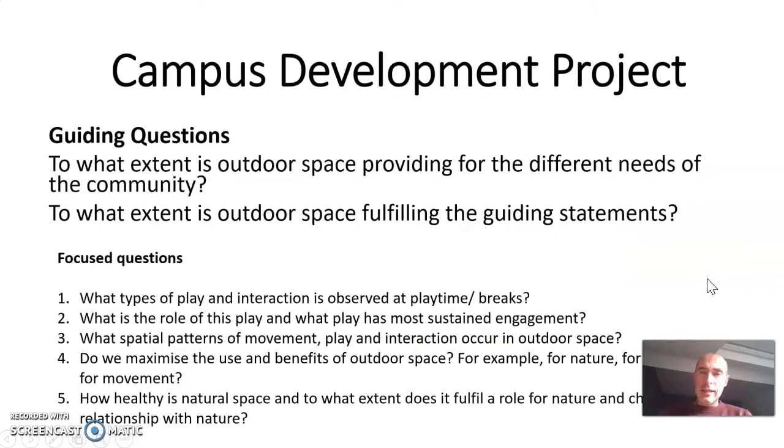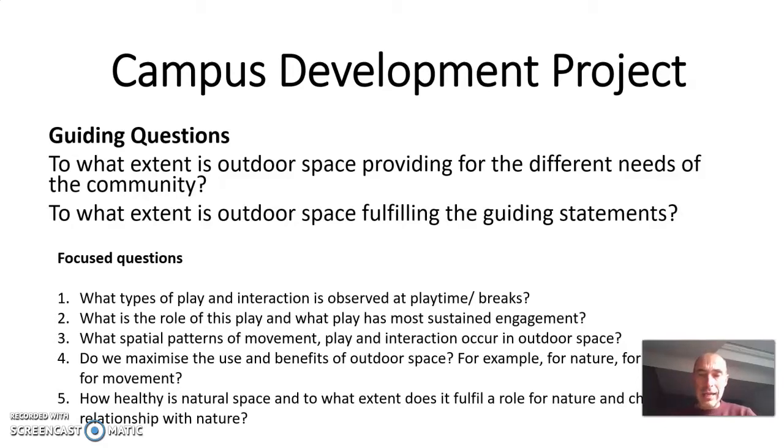Going back to last year, we had a few guiding questions for the study. To what extent is outdoor space providing for the different needs of the community? And to what extent is outdoor space fulfilling the guiding statements? In developing a methodology and an aim for the study, we also had some focus questions.